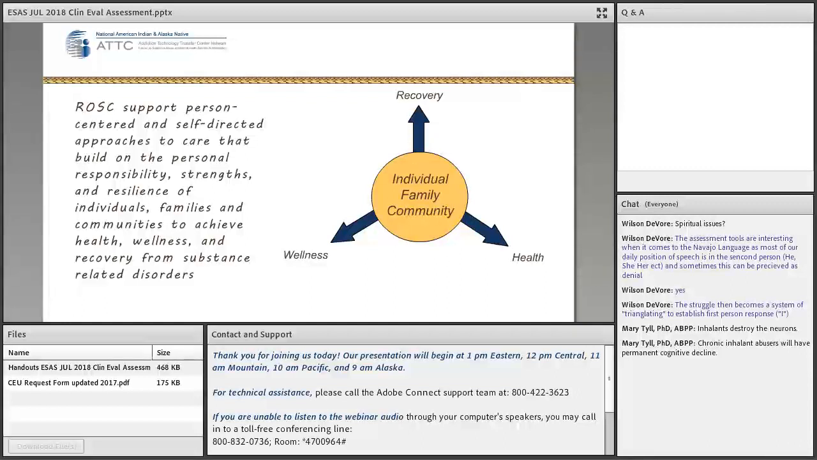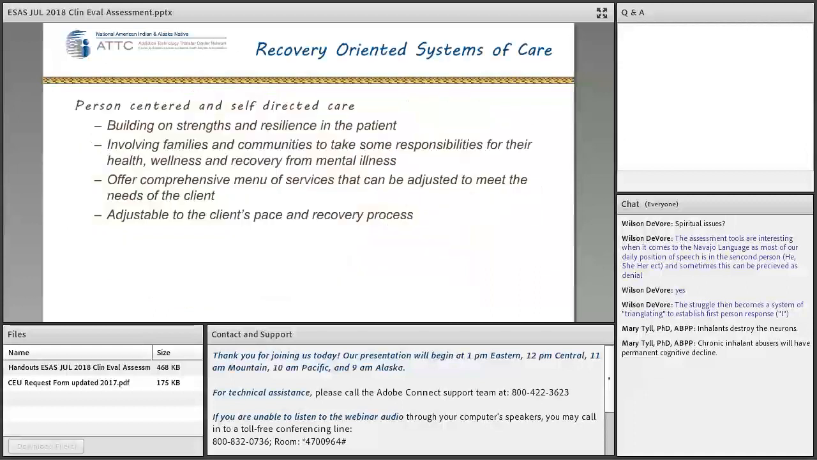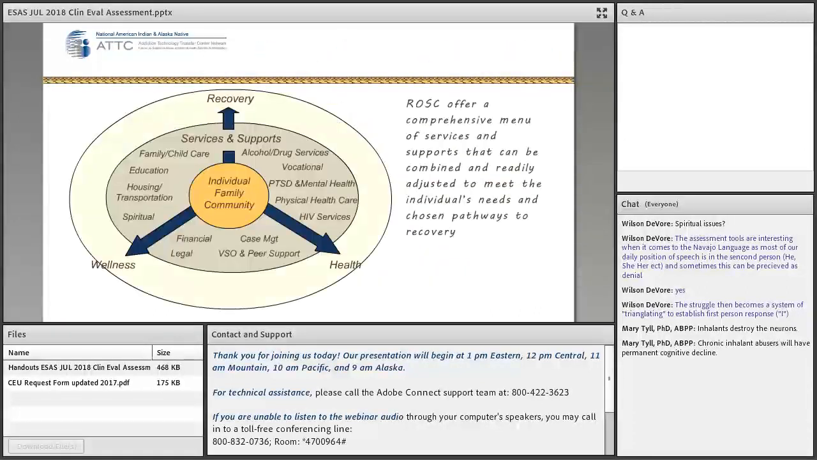So ROSC supports a person-centered and self-directed approach to care that builds on the personal responsibility, strength, and resilience of individuals, families, and communities to achieve health, wellness, and recovery from substance-related disorders. Looking at that, it goes out a little bit further over time, and offers a comprehensive menu of services and supports that can be utilized. So if you're looking at a client or patient who needs services, maybe they need child care. Then it goes out a little bit further into how they obtain that child care, whether they go to family services or some kind of child care place.